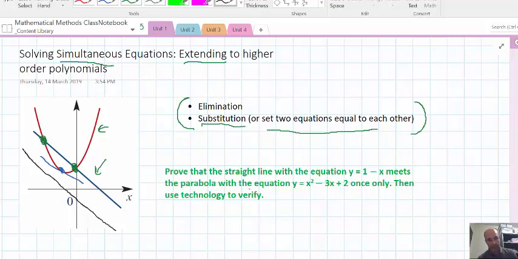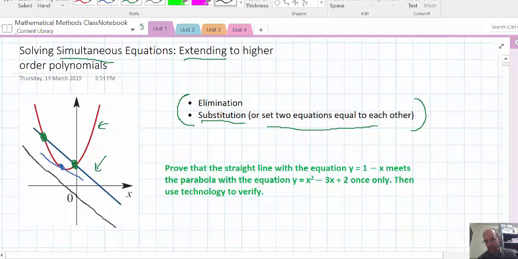We've got an example below where we're going to model this. It's worded, but we can convert it into a graphical situation if we want to, or we can check using our graphics calculators. But looking at the algebraic way of doing this, we want to show that a straight line with this equation meets a parabola with that equation once only. So in other words, it only has one point of contact, probably a little bit like this scenario here. So we're going to show that it's a tangent to the quadratic. Then we're going to use technology on our TI-Nspires to check that out.